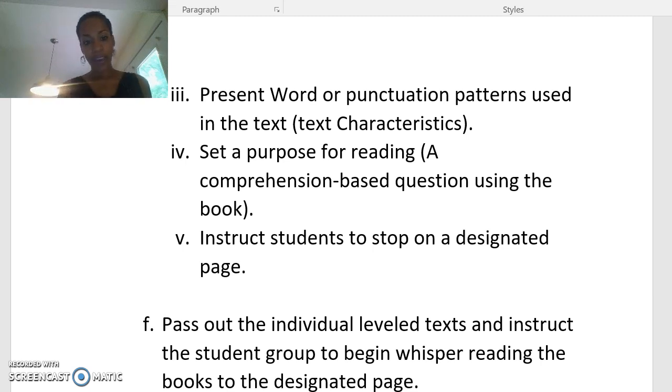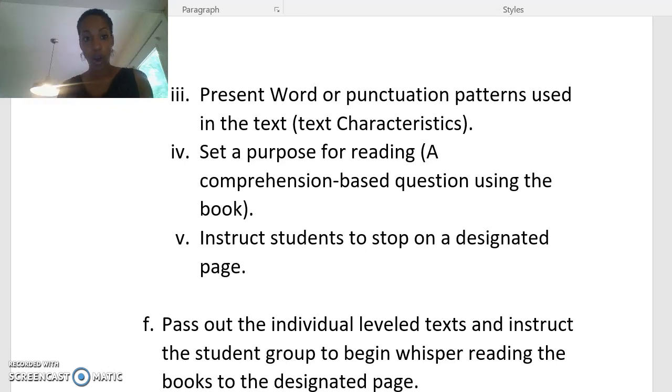So let's say you have an easy book and they repeat the same words over and over again every page or so. You want to present that to the students and make sure the students know what that word pattern means. Or maybe there's a punctuation pattern. Maybe you have 3 dots. You want to explain to the students what that means, how your voice should sound when you read this.